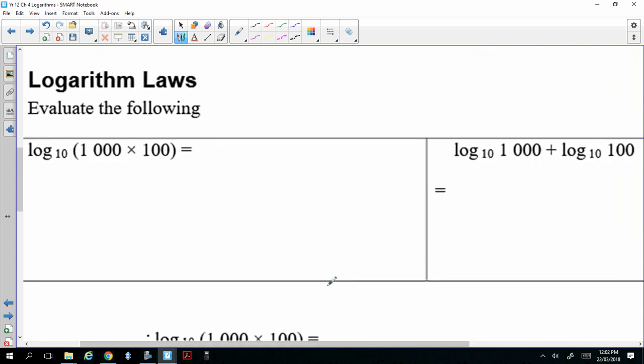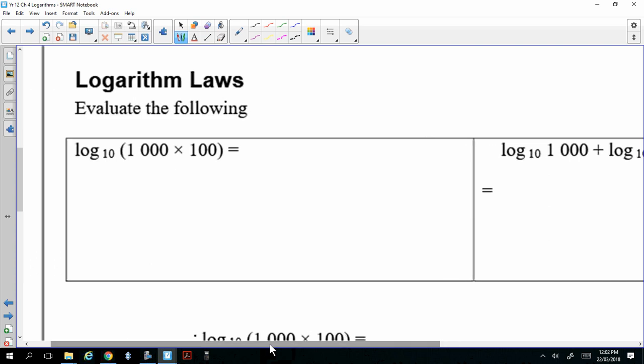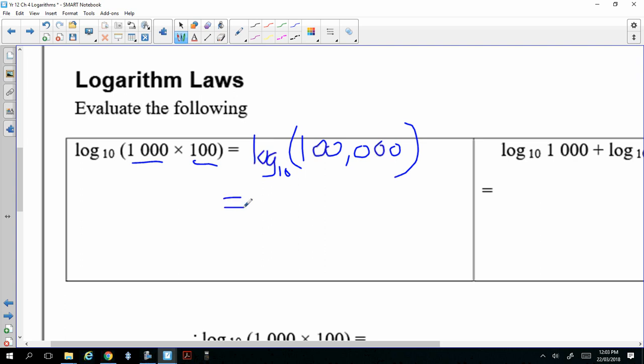So let's look at the first one, log base 10. Let's do what's inside the bracket first. 1,000 times 100 is 100,000, isn't it? So write 100,000. Now, what would that be equal to? You ask yourself, 10 to the power what becomes 100,000? What's the power? 5, yeah, because 10 to the power 5 is 100,000.